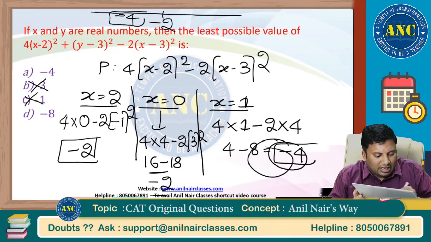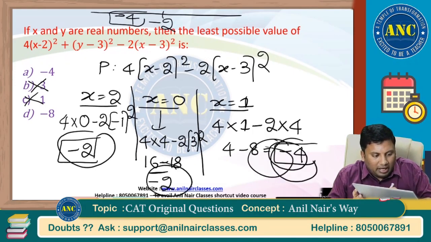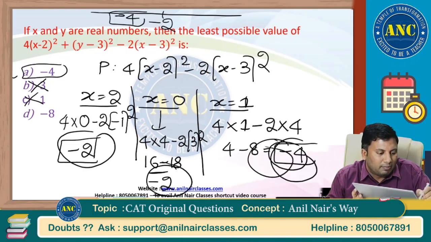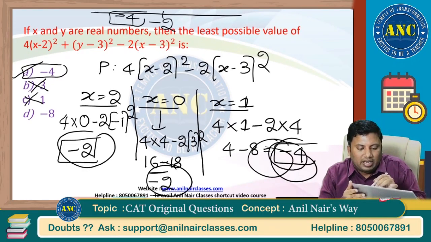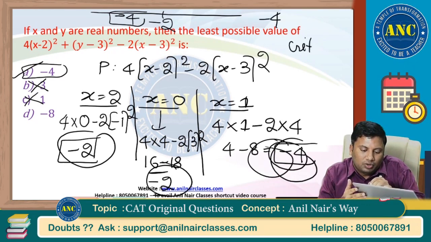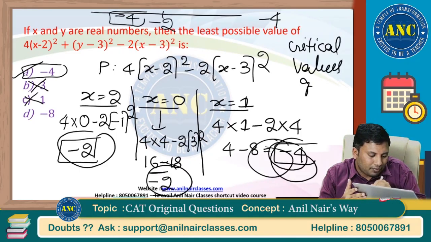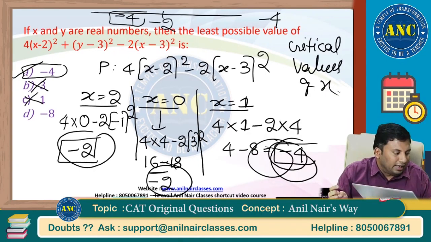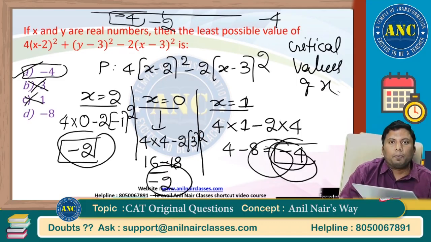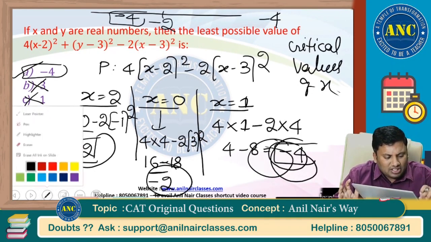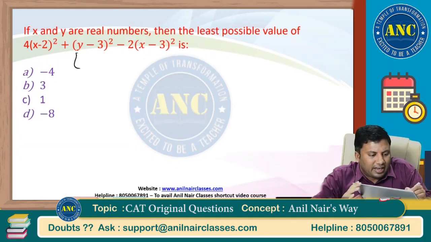Out of all these three values, what is the minimum value? Minus 4 is the minimum value. Answer is minus 4. What you have to do? Just take the critical values of x. I hope the idea is clear. What did I do? First, what are the critical values of x? A critical point is one where the square terms will be 0.